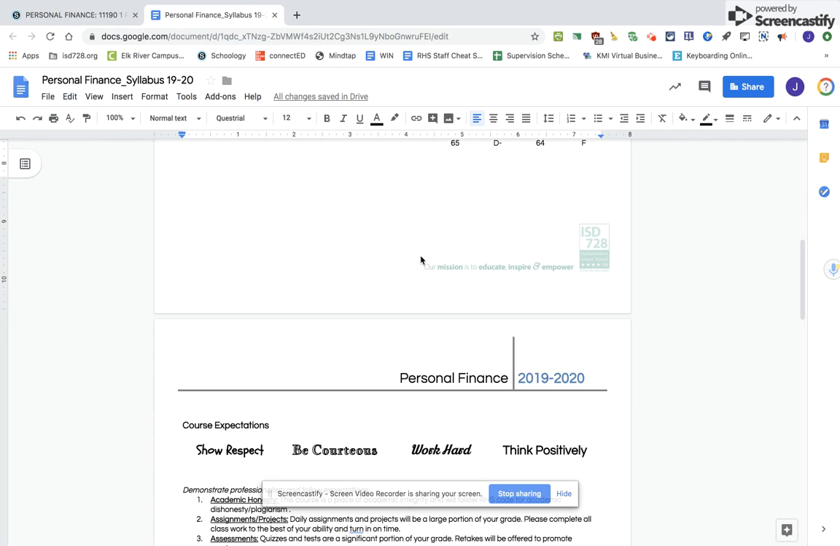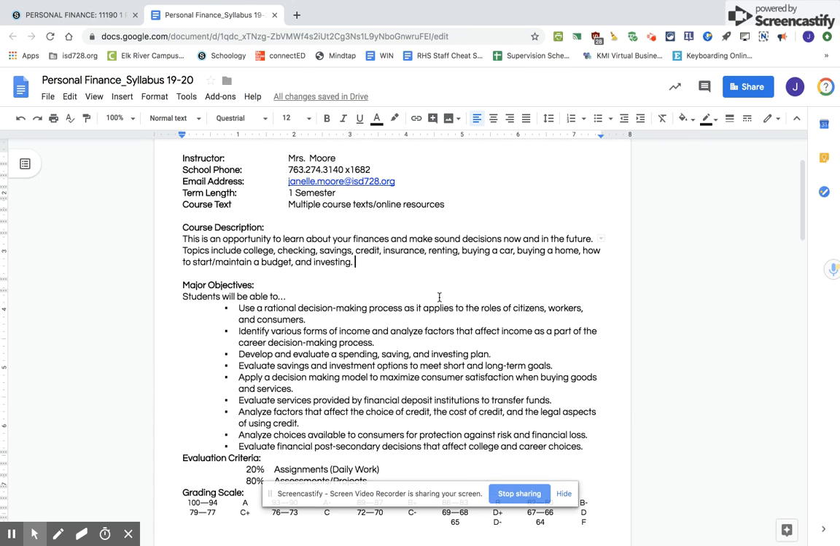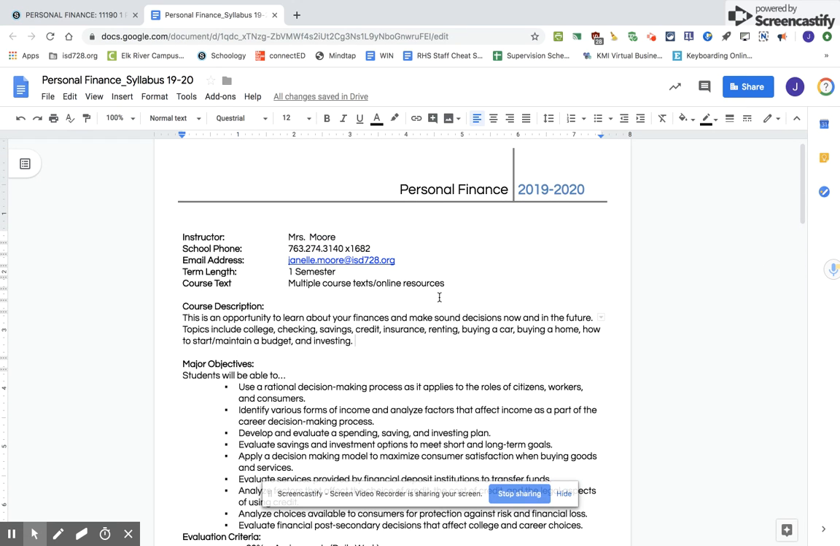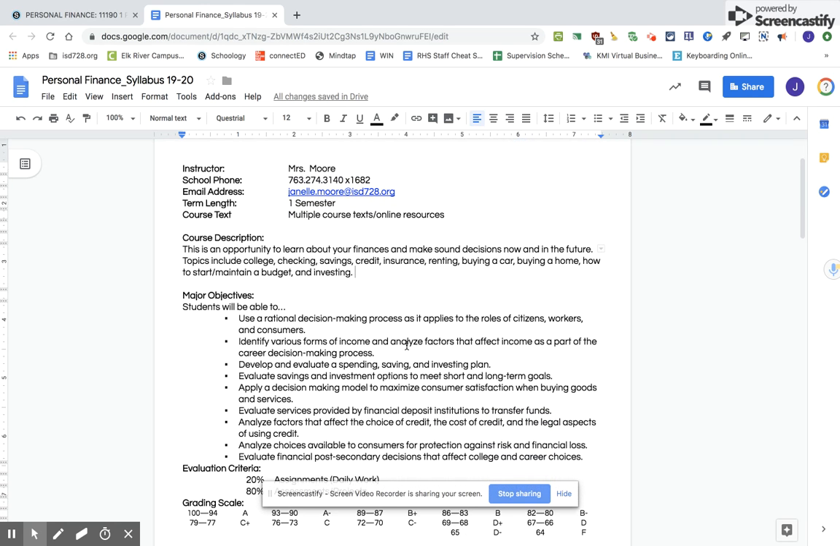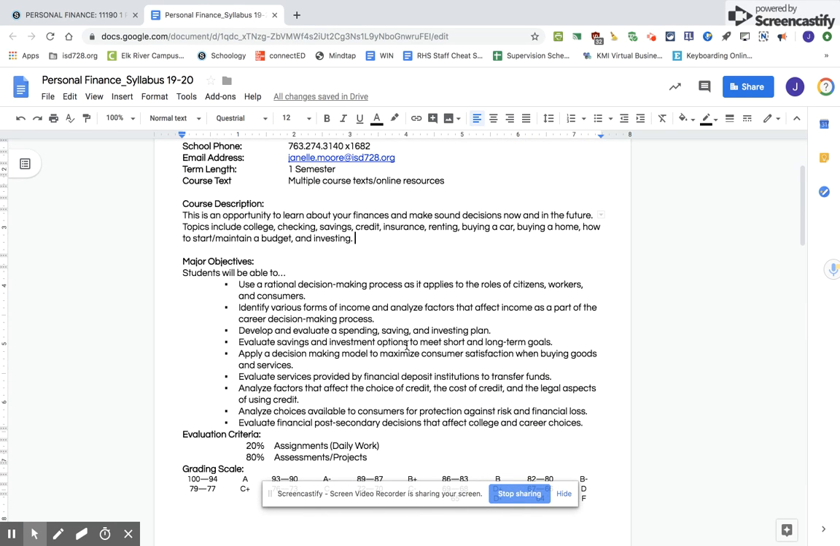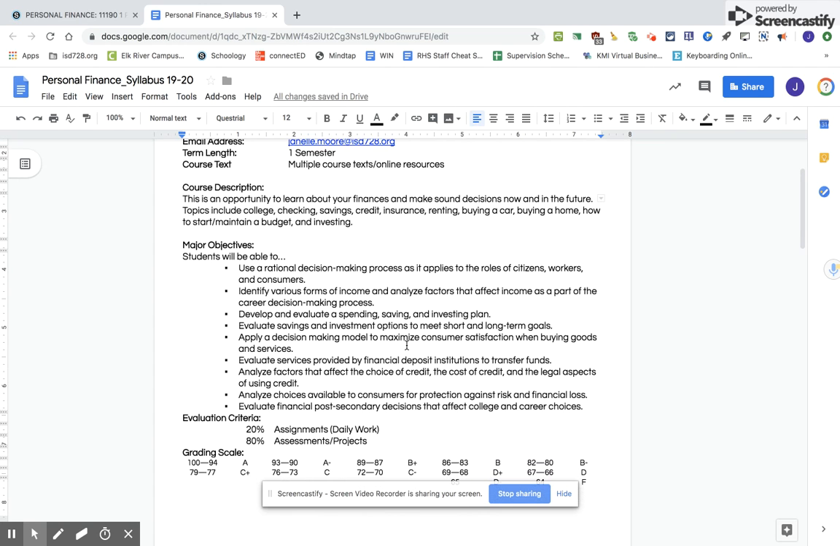Our syllabus pretty much covers exactly what I said. A couple of key points. Obviously, my email, if you need me outside of class, I'd love to be helpful. We don't have a specific textbook, we do, but I'd rather use multiple resources that we find online. If I take a step back, I really want you to be able to talk about college and post-secondary education, how to pay for that, checking, savings, credit, insurance, renting, buying, maintaining a budget, investing for the future. Below are some of our major class objectives, so you can go ahead and look through those. If you have questions, let me know.